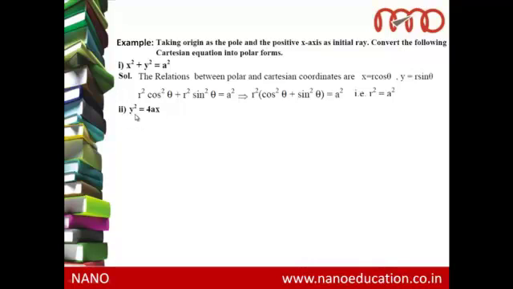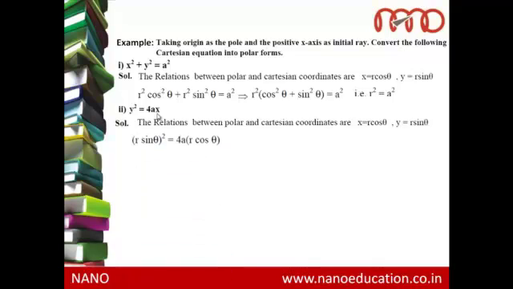A parabola is given in Cartesian form. This is your standard parabola, y square equal to 4ax. y we have to replace by r sin theta, x by r cos theta. So r sin theta whole square is equal to 4a into r cos theta. r gets cancelled on both sides, sending all trigonometric terms onto one side. We have r equal to 4a into cos theta by sin square theta.